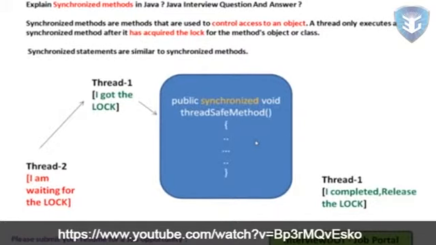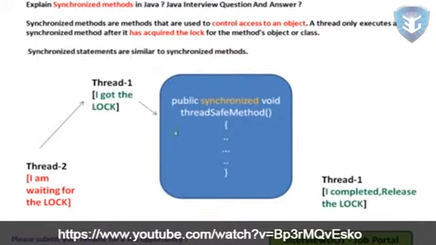I want to repeat this again. If your method is going to handle data that is shared between multiple threads, then you should have a thread-safe method. That means two or multiple threads should not access the same data and mess up the data at the same time. So in order to avoid that, we want to protect these 10 lines of code. For example, this method has 10 lines of code. We want to execute these 10 lines of code atomically. That means as a single transaction.